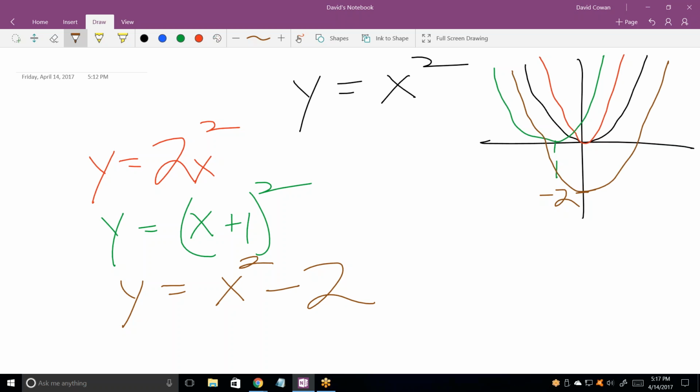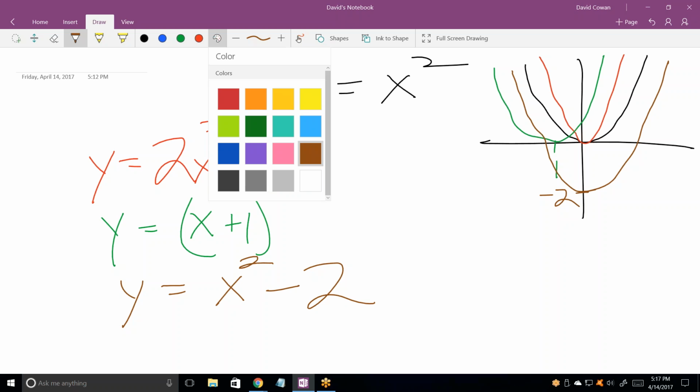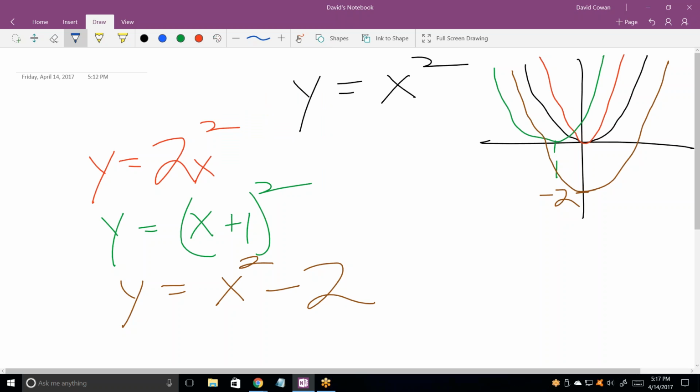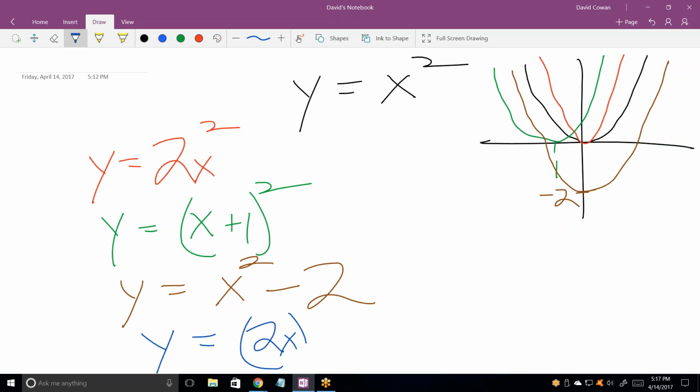Okay. And let's see, there's one other that's not a reflection. Let's do deep blue. And that would be y equals 2x quantity squared. Notice the difference here. In my first one, it was 2 times x squared. Well, that 2 was just a vertical stretch factor. But this, the 2x is inside the parenthesis.